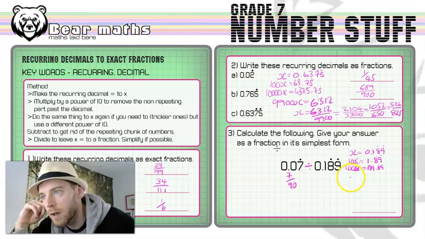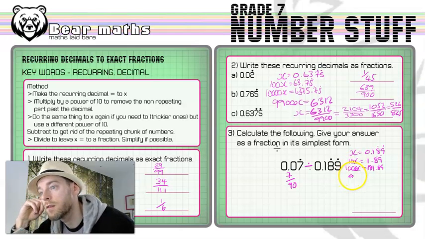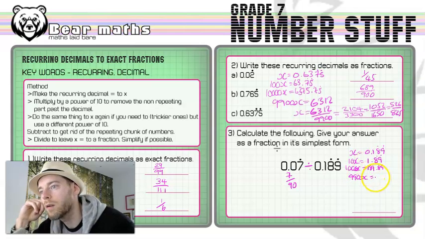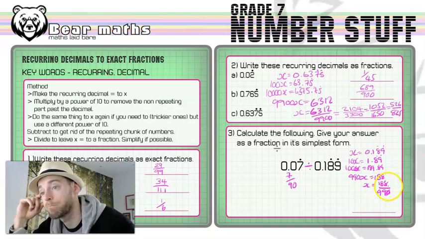Then we've got the recurring chunk of numbers lined up. That's going to give us, so 1,000 take away 10 is 990. And then we are going to put the x on there, and we're going to do 189 take away 1 is 188, and that will give us x equals 188 over 990. Can we simplify that? Let's have a little look. So 8 plus 8 is 16 and 17. I don't think we can, but we can simplify it by halving, because they're both even numbers.